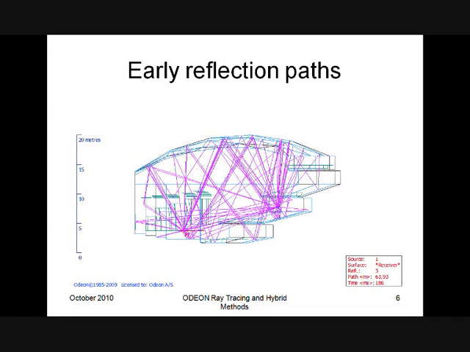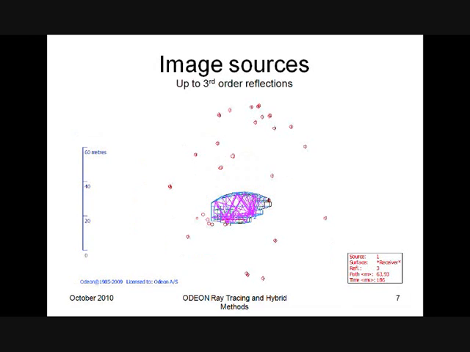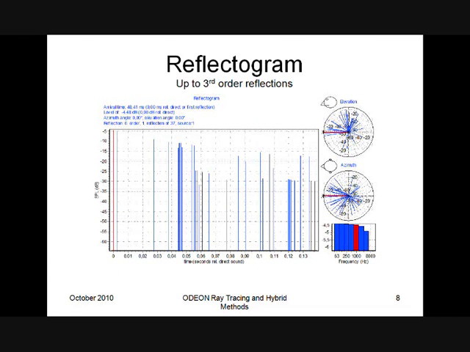Similarly, for higher-order reflections, here is shown all reflections up to the 3rd order for the chosen receiver position. If we zoom out, we may display the room and corresponding image sources up to the 3rd order in this case. One feature of the image source method is that the early reflections can be shown in a reflectogram, allowing a detailed analysis of the reflections.